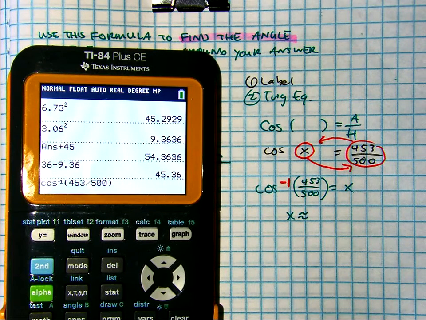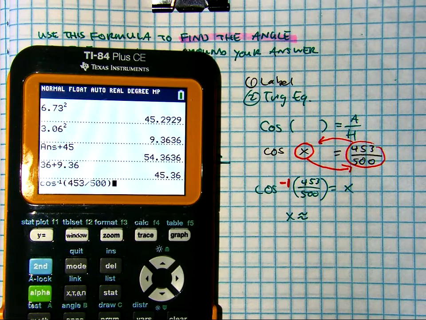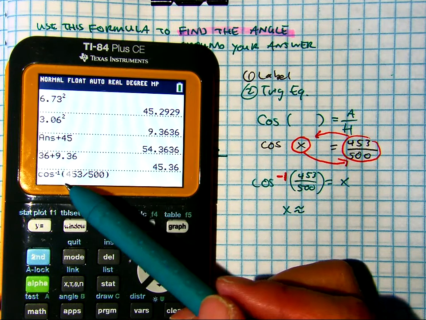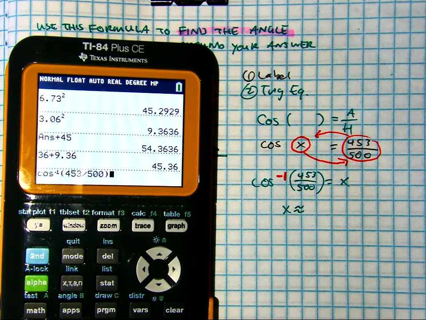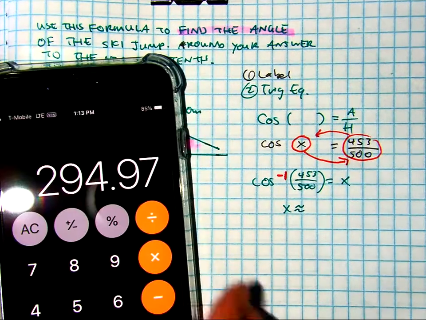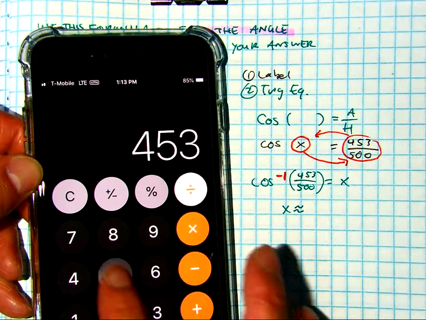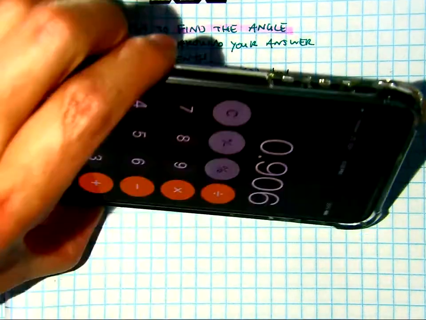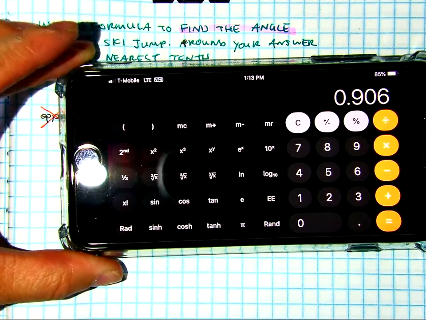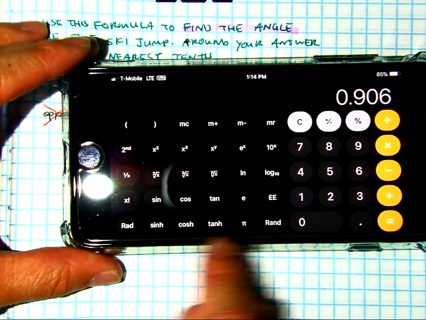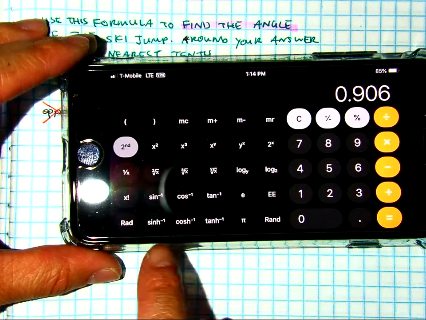If you had a non-graphing calculator, or what they call MathType, some calculators you have to type in 453 divided by 500 and then the inverse. Let's see if I did that on my phone. So 453 divided by 500. And then I'll take my calculator sideways. Then it has trig. And then I'm looking for the inverse, which is not these buttons. Second. And then cosine.